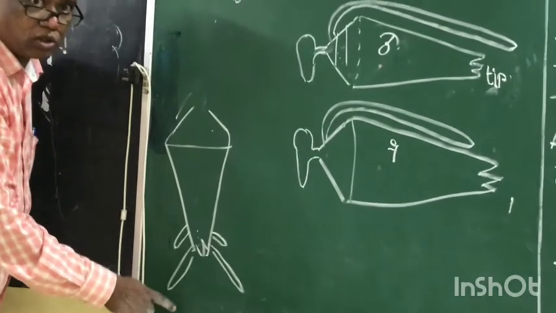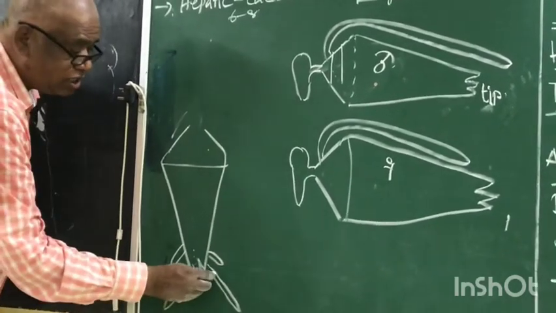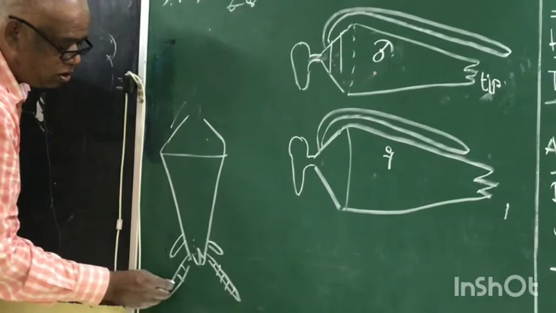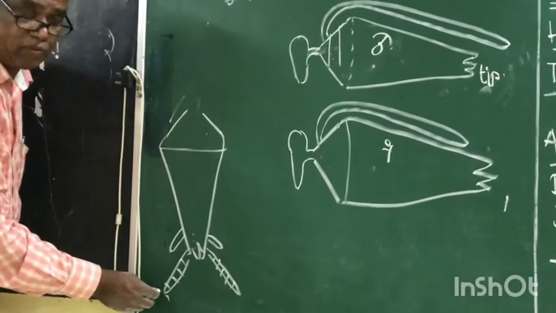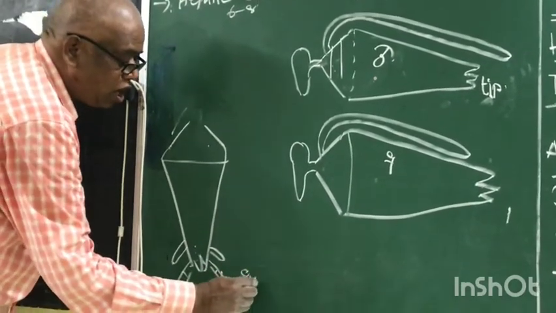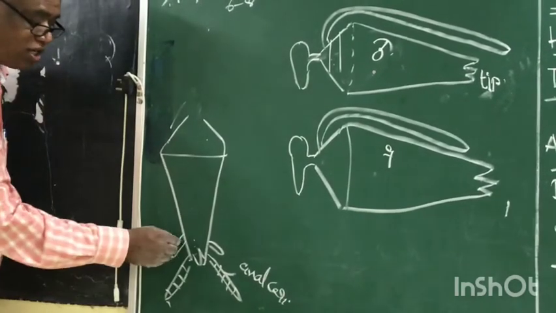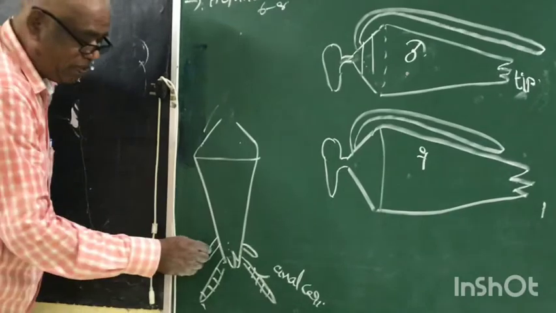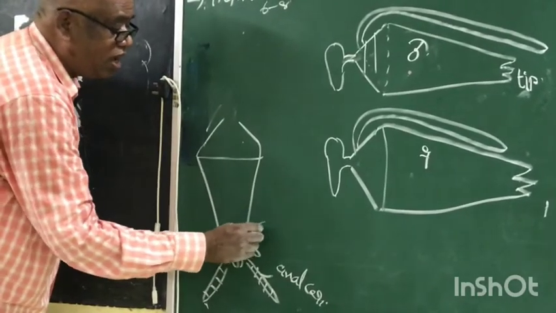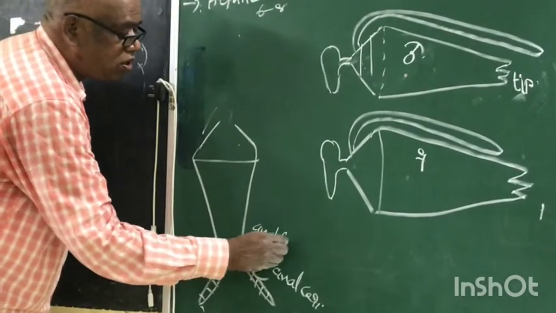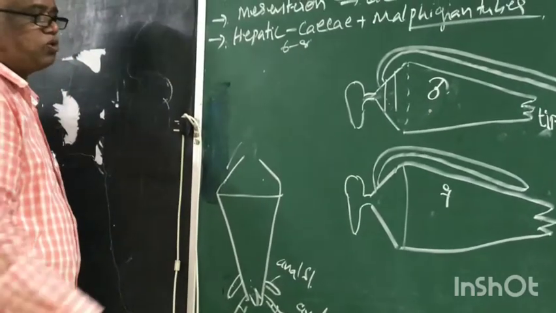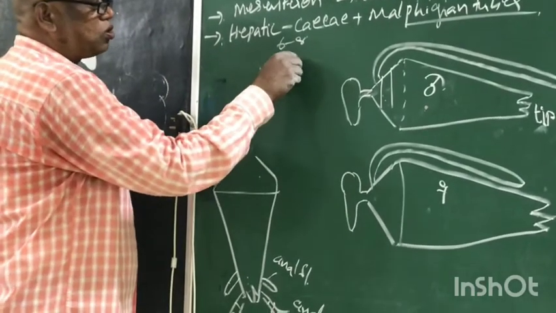Among these two pairs, one is long and segmented. This is called anal cerci (anal sensing). The first pair, small and unsegmented, is the anal style. Now, another cockroach.